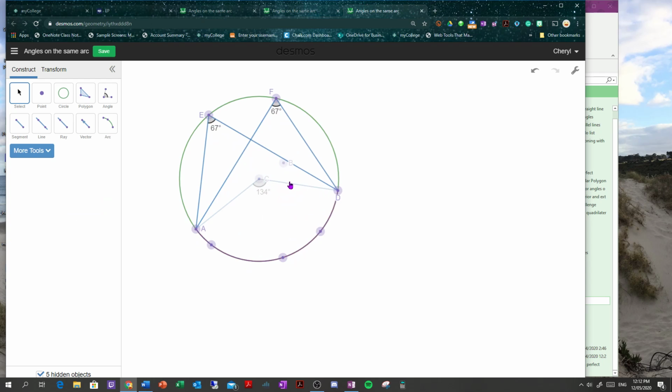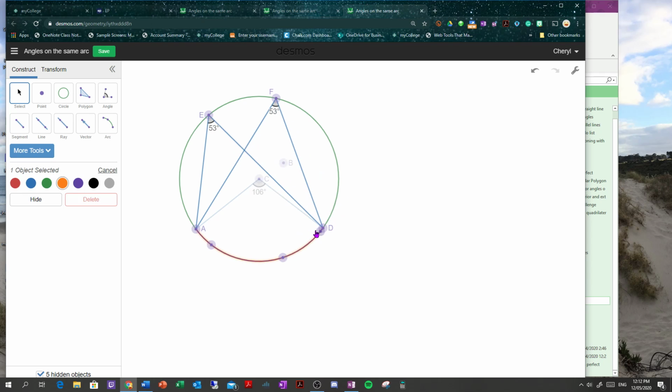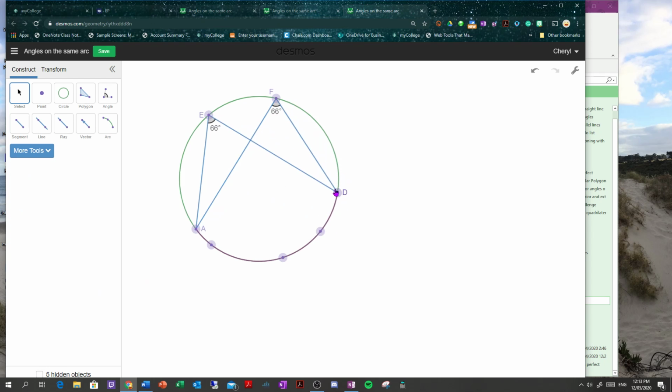I can bring that up here. So you can change the size of the arc, but as long as they still share that arc, you basically don't see the central angle, because they don't put that in there. So we'll hide that and hide that, and so we don't see that central angle in there.